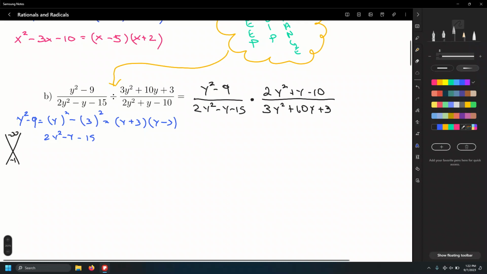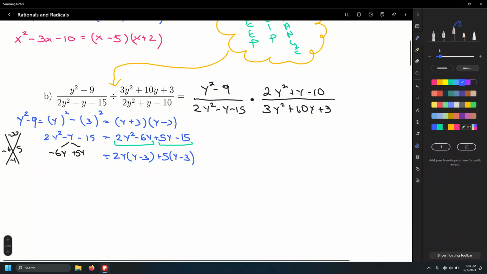So what are those factors? Negative 6 and 5, which we're going to use to break up the middle term, negative 6y plus 5y. So let me write it as a 4-term polynomial, 2y squared minus 6y plus 5y minus 15. And when we have 4 terms, we do the grouping, find the GCF of every single group. That is going to be 2y times y minus 3 plus 5 times y minus 3.